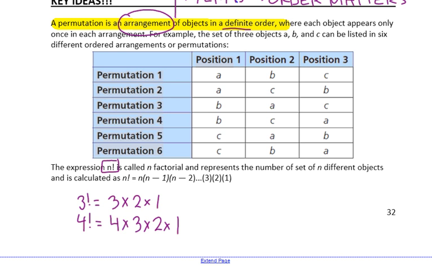So what would n factorial be? N factorial would be n. Notice how we're subtracting 1 each time. So n times n minus 1 times n minus 2 times n minus 3, all the way until we get to 3 times 2 times 1. That's n factorial. Okay? So turn the page, or look at the next page.